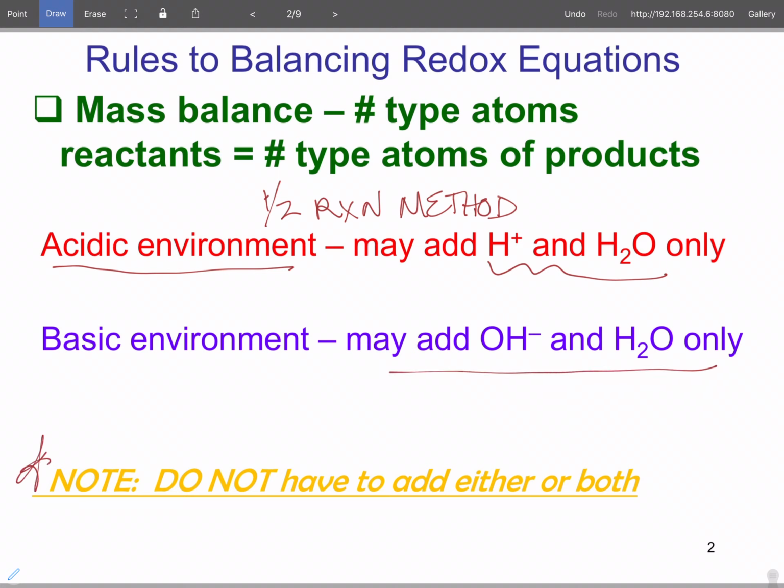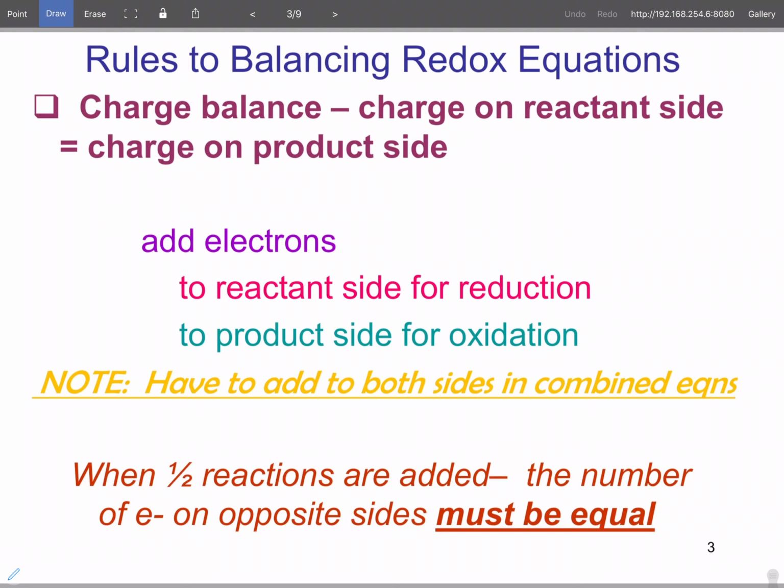Now, here's the important part. You may not have to add either one, or you may only have to add one. For example, if it's basic, we're going to work one where you don't add water, you just add OH minus, and that's fine. But the trick is if you're in an acidic environment, you better not add OH minus. If you're in a basic environment, you can add H plus. And I'll tell you right now, the acidic environments are way easier to balance than the basic ones.